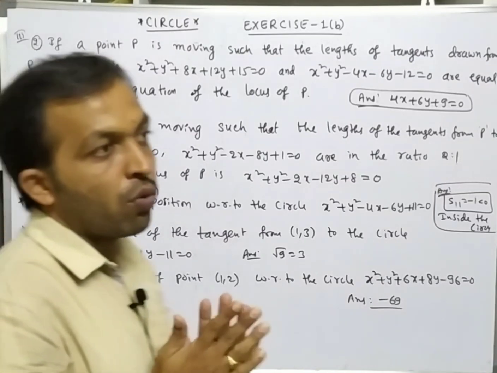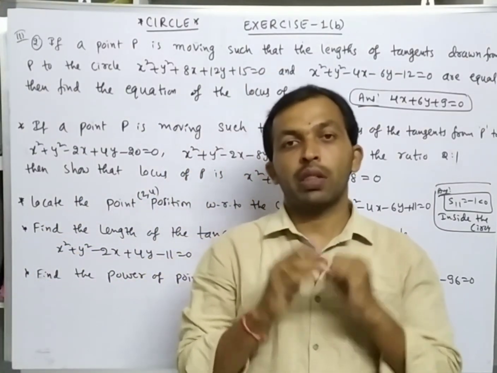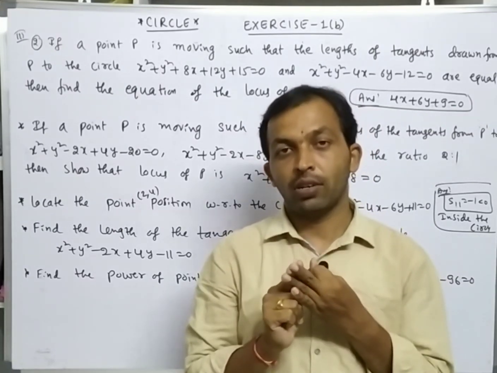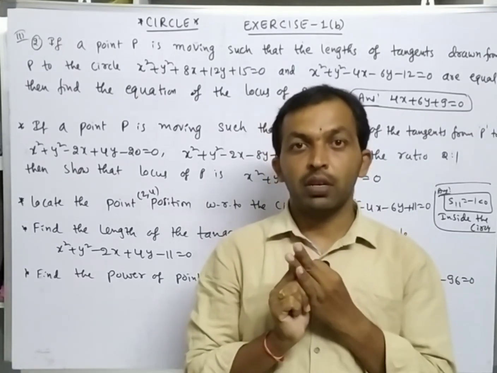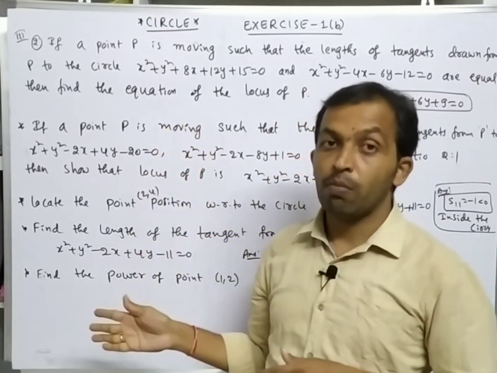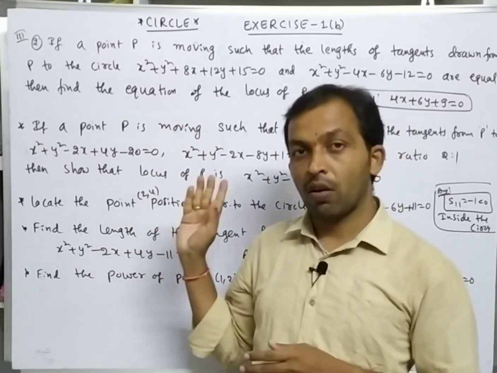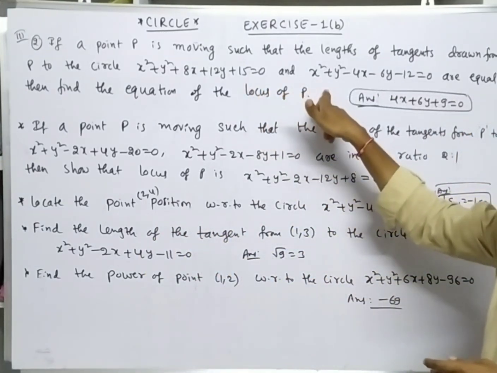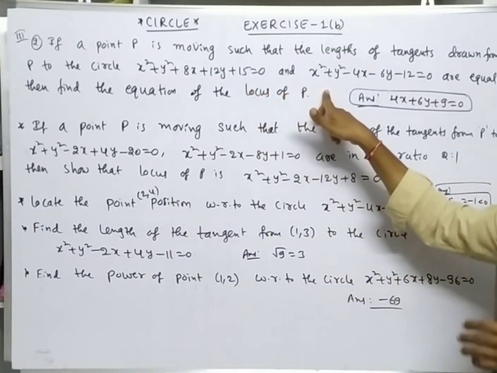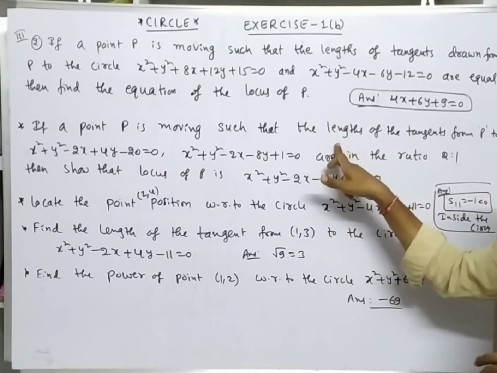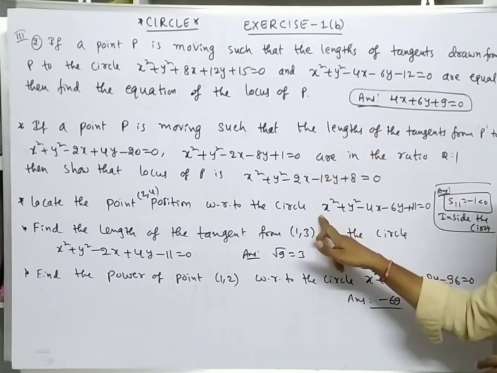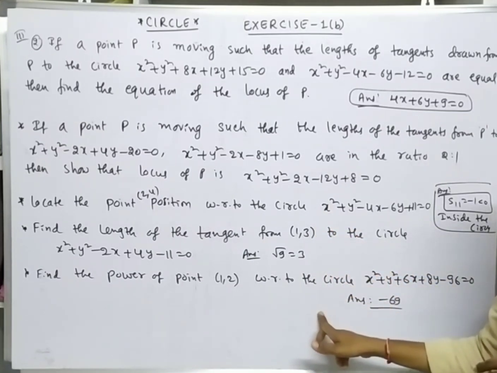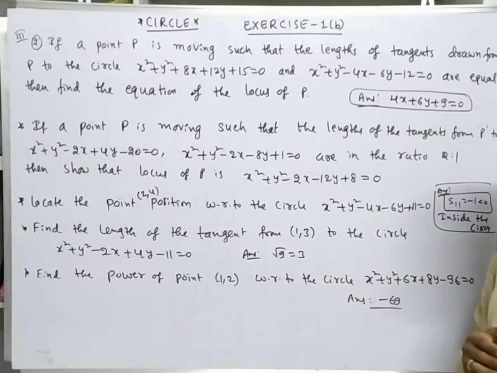So till now we solved different types of problems: position of a point, power of a point, and length of the tangent. These three concepts we covered. So here are some more problems I am giving. Solve these problems yourself and check your answers. This is a problem related to locus. Next, this is position of a point with respect to the circle, this is length of the tangent, and this is the power of a point with respect to the circle. Okay, solve all these problems.